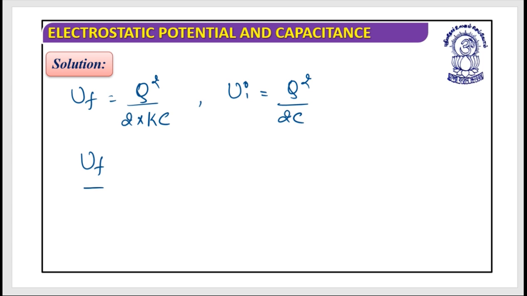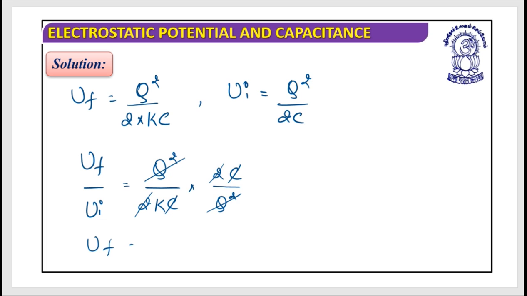So if I do UF by UI, this would be equal to Q square by 2KC multiplied by 2C by Q square. This Q square has gone. This 2C has gone. So this UF is equal to UI divided by K. This is it.